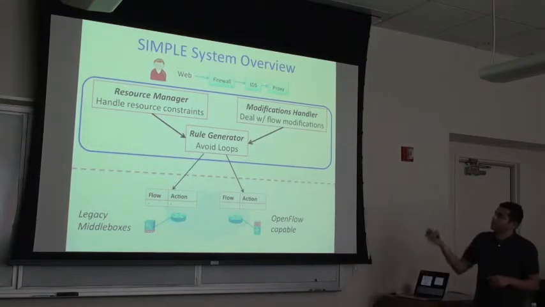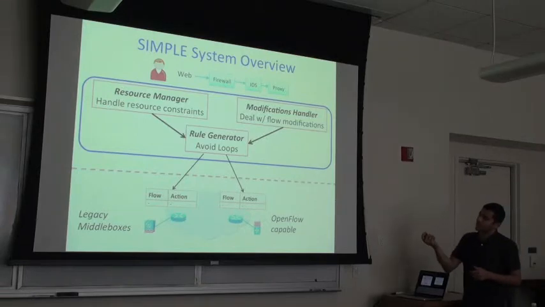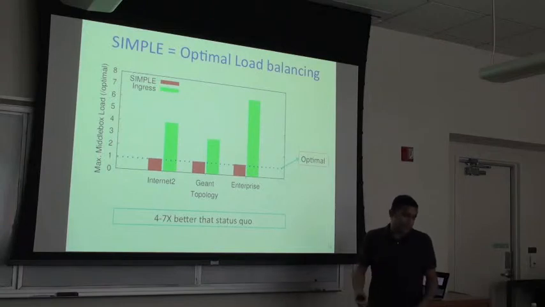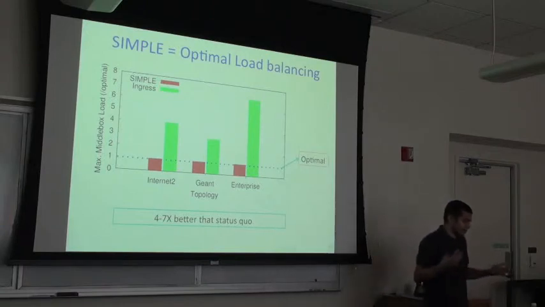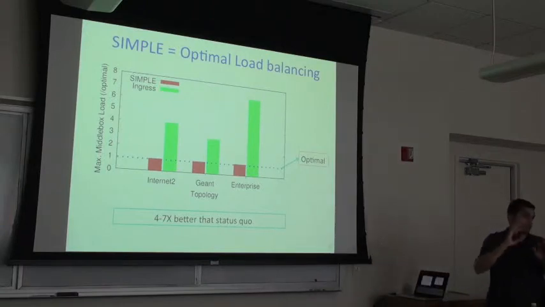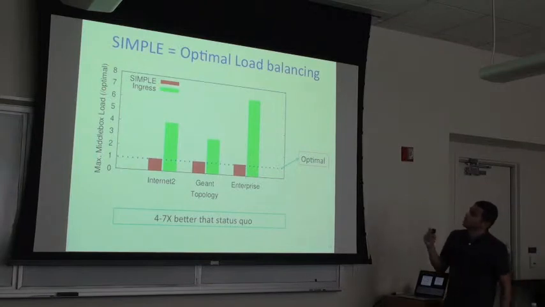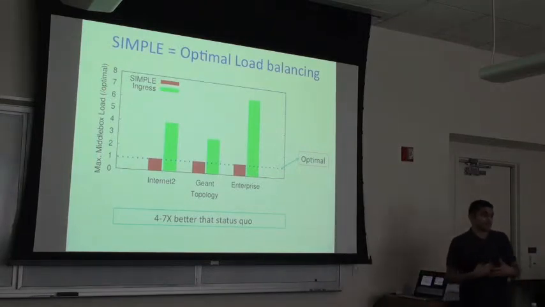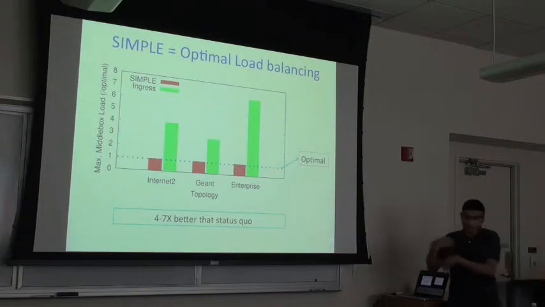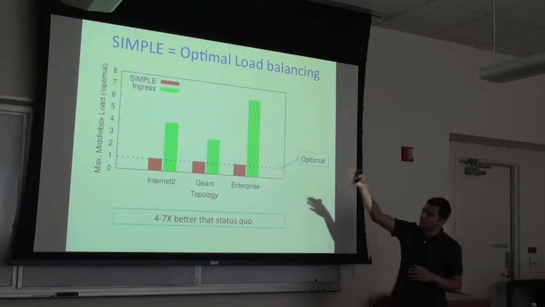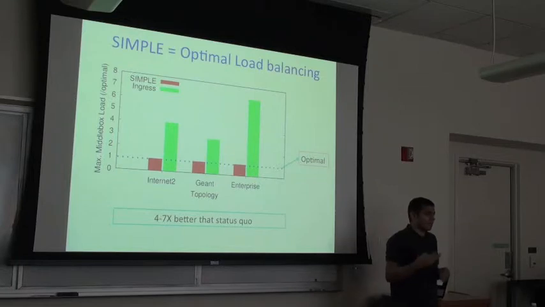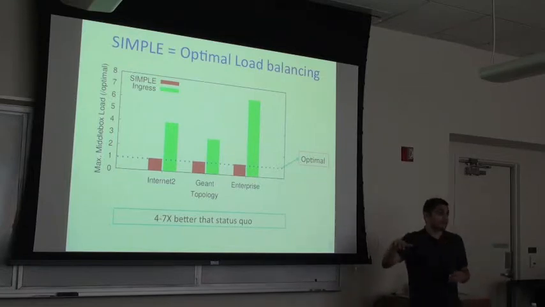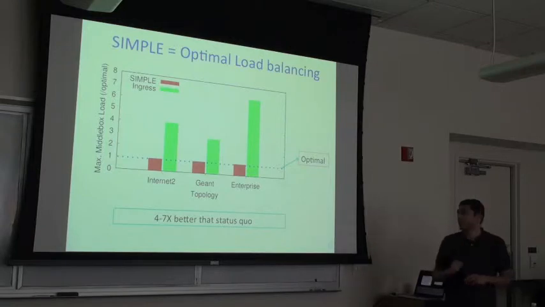Okay, so I won't have too much time to go into the results, but the short takeaway is that we've implemented this using POX and OpenSwitch and OpenFlow, the older versions of OpenFlow. What we've shown here is one of the benefits of doing this more fine-grained load balancing using this simple system. The y-axis here is the maximum middlebox load normalized with respect to optimal. So one is the best you can achieve, right? You want to be as close to one as possible.